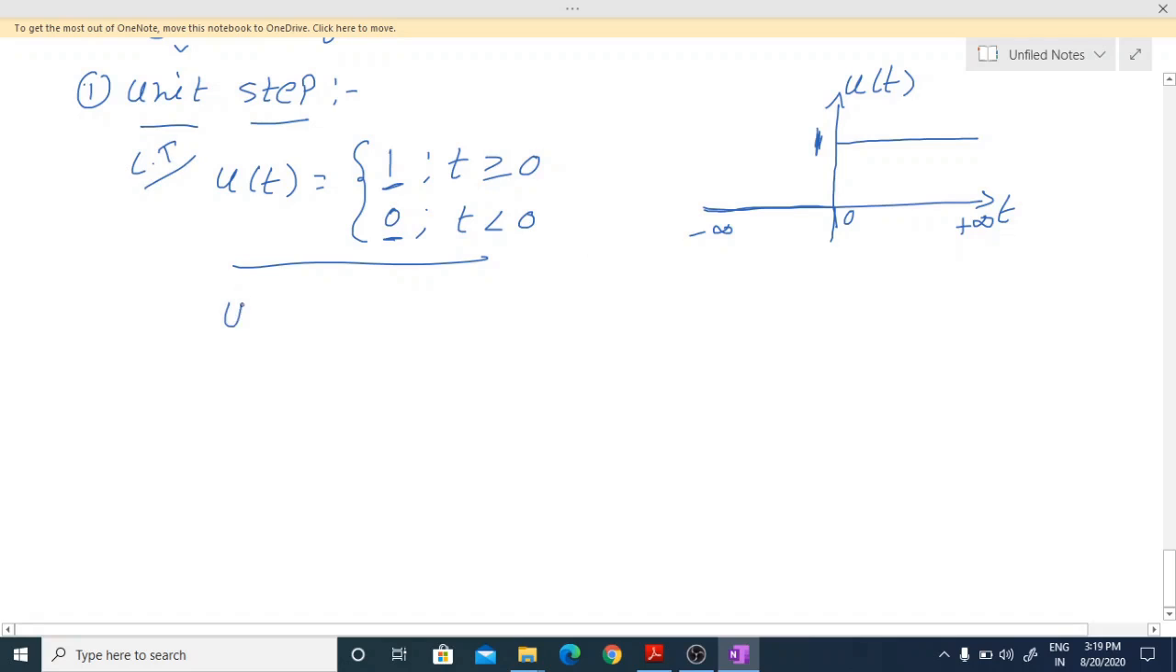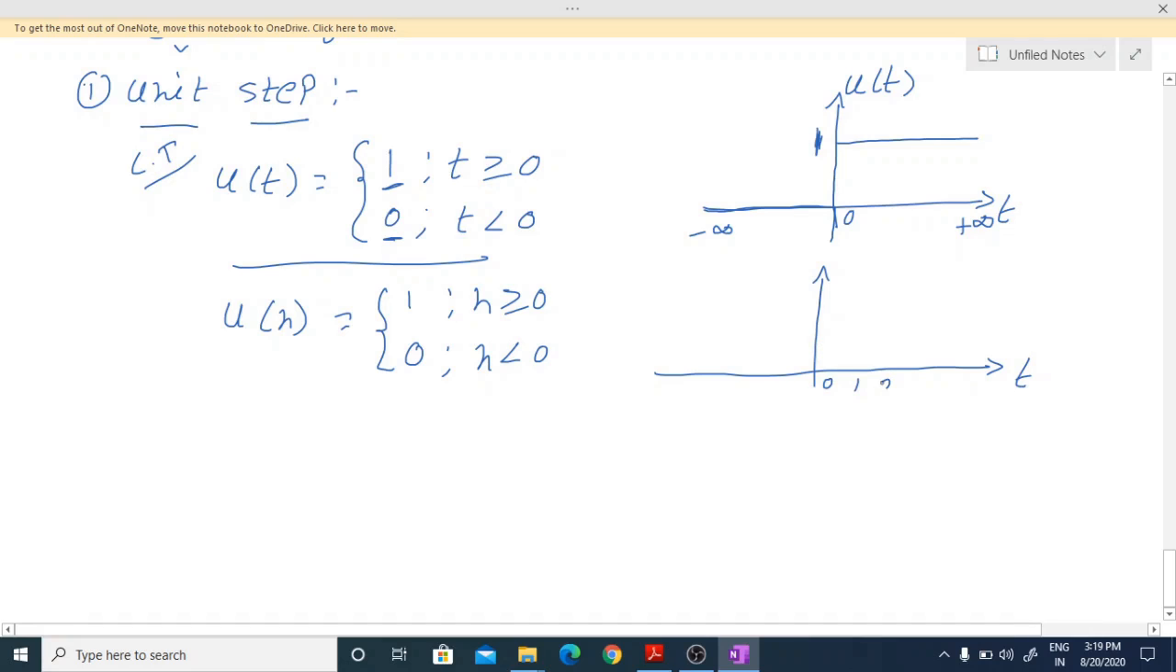In the discrete case, the formula will be u of n is equal to 1 if n is greater than or equal to 0, and u of n is 0 if n is less than 0. Now we can represent the same unit step continuous time signal in the discrete case as 0, 1, 2 up to infinity, minus 1, minus 2 up to minus infinity. So here the y-axis is u of n and the corresponding amplitude is 1 only.